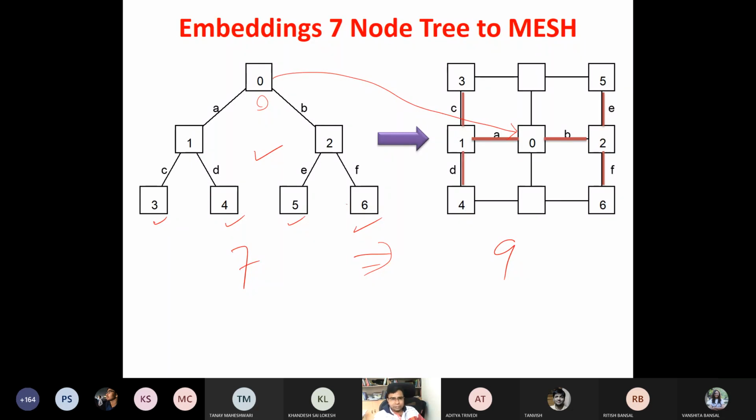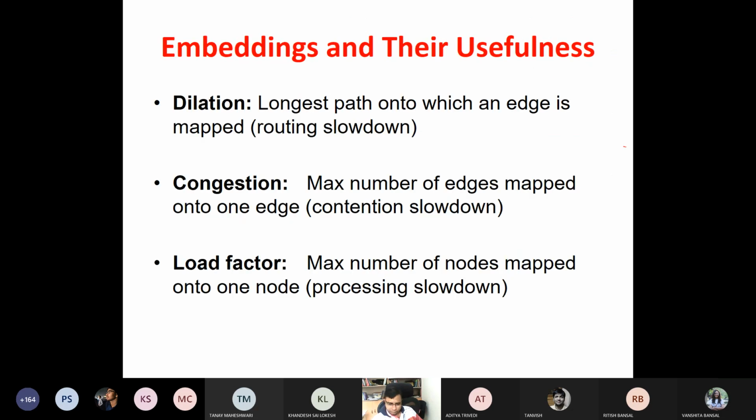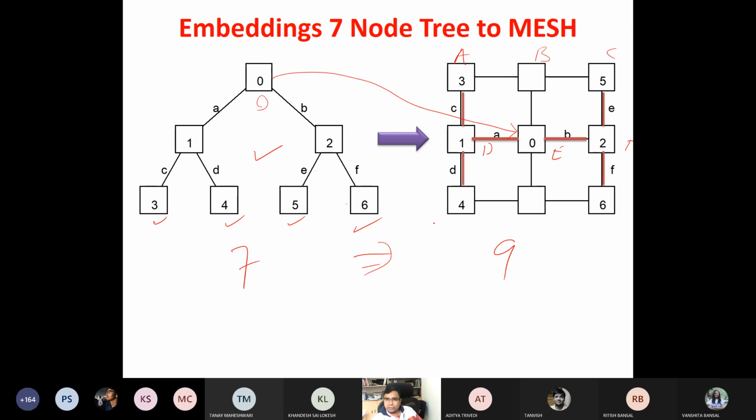Suppose we use a different kind of node representation for the 9 nodes, named A, B, C, D, E, F, G, H, I. Then 0 is mapped to E. We want a high-level mapping, and whenever you run a tree algorithm on the mesh, instead of using the physical mapping, it will use the virtual mapping. Whenever 0 is referenced, it will correspond to E. In that way, you can run a tree algorithm on the mesh very nicely.